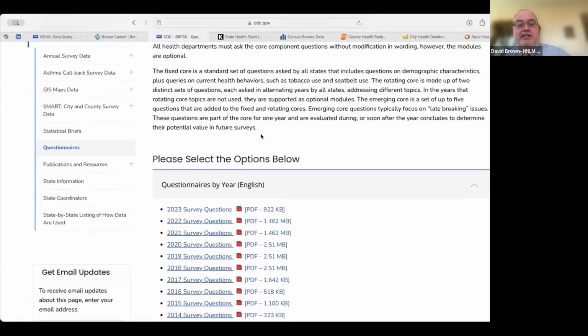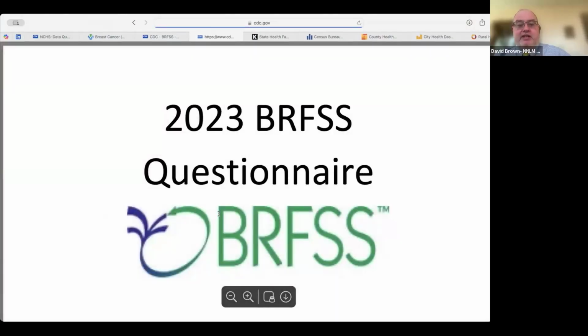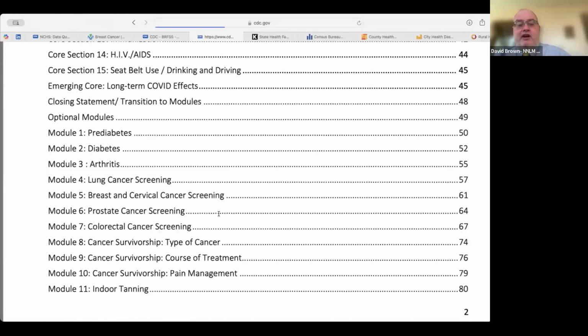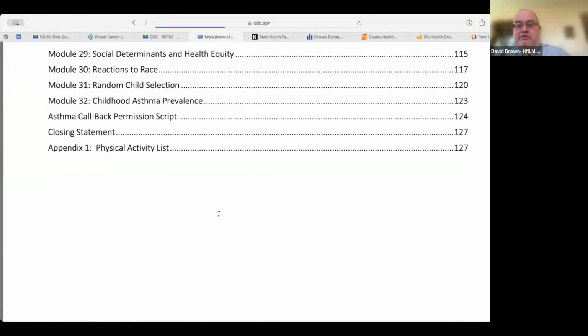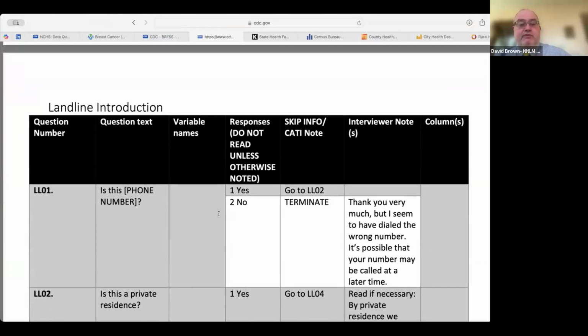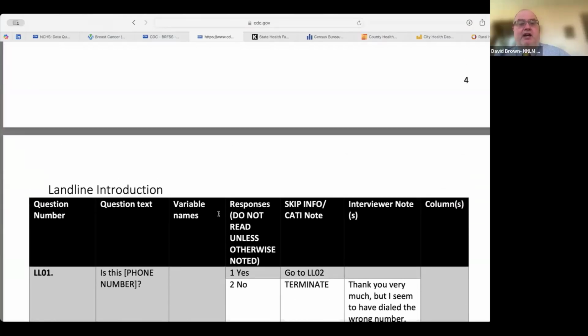So if you do want to see the questions, you can click on it. It'll pull it up as a PDF document. It will tell you what questions were asked that year, how it was asked. It's a very long code book, but it's definitely a place you can look if you're specifically looking for doing a larger data set or some secondary analysis.